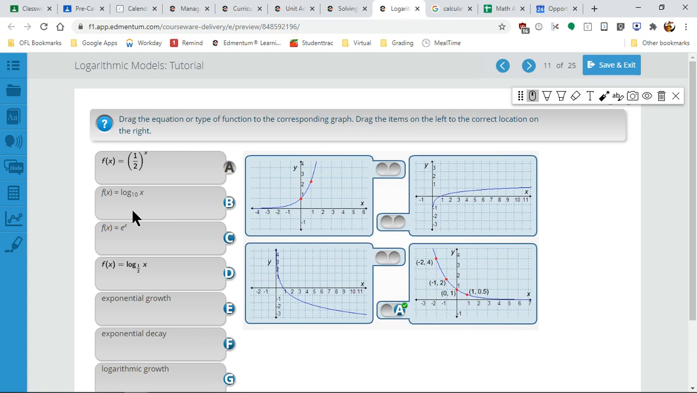This one's a log. Nothing special is going on here. So we're just going to make this our log option.